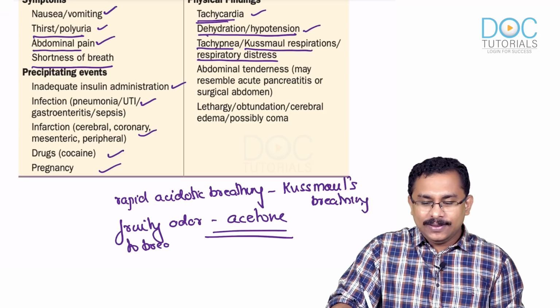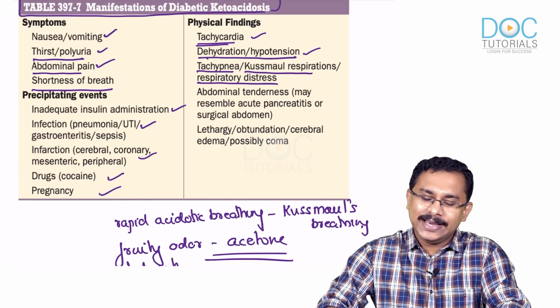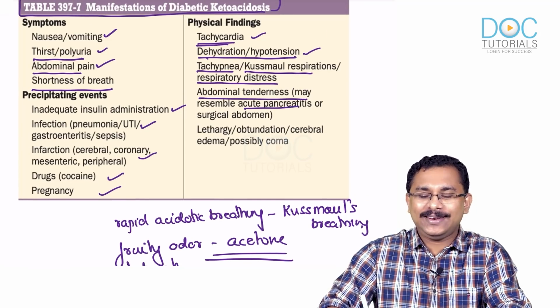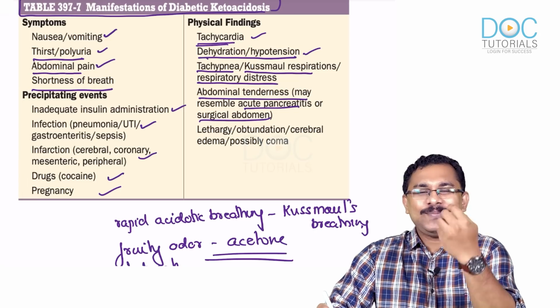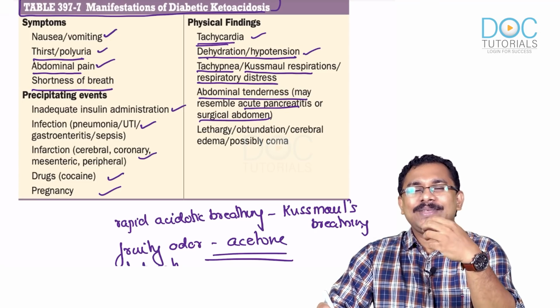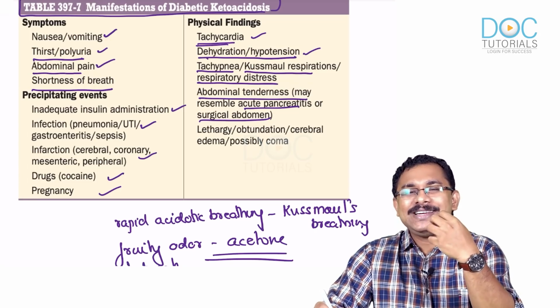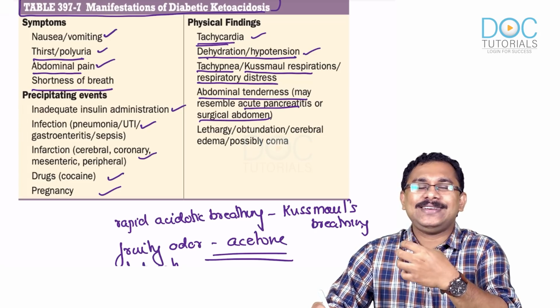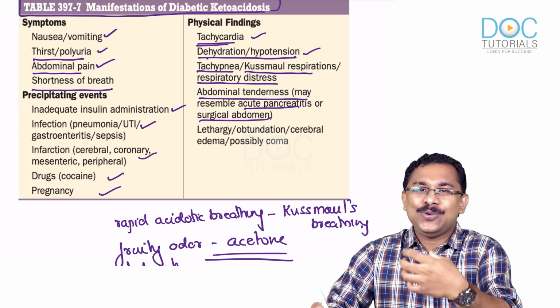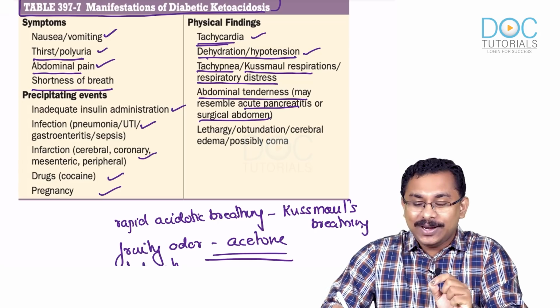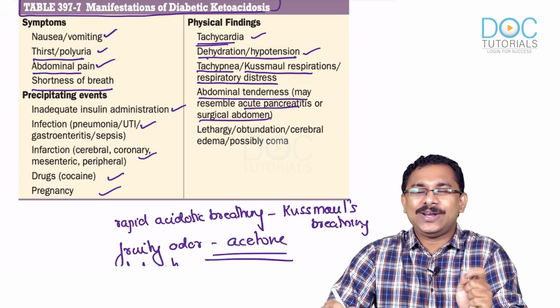Okay, and abdominal tenderness is there. I told you it may mimic an acute pancreatitis or a surgical abdomen. Sometimes individuals with diabetic ketoacidosis may initially land up in the surgery casualty, maybe because they are having an acute abdomen. So this is again one important differential of an acute abdomen.